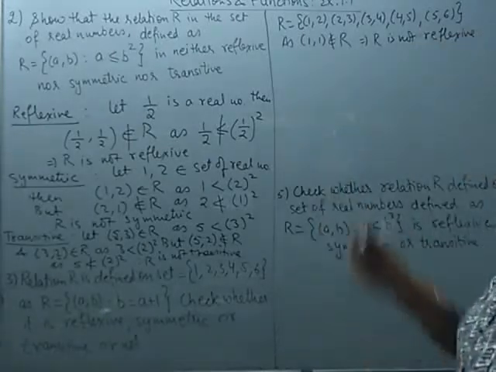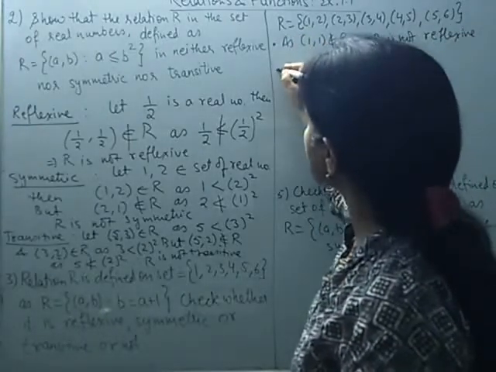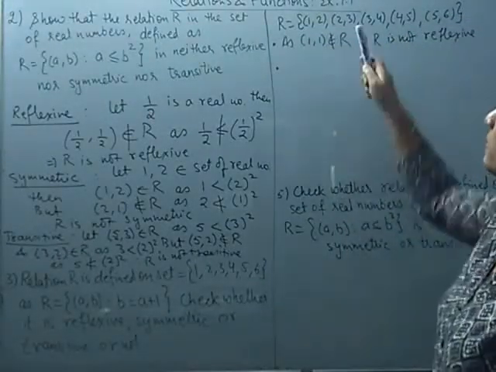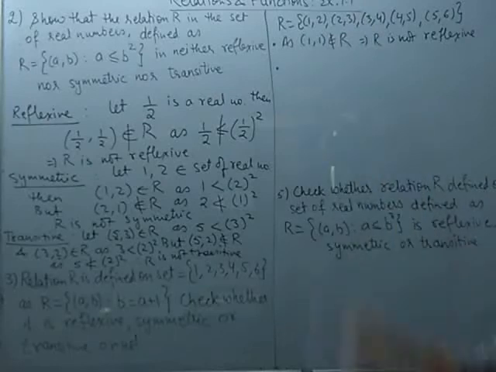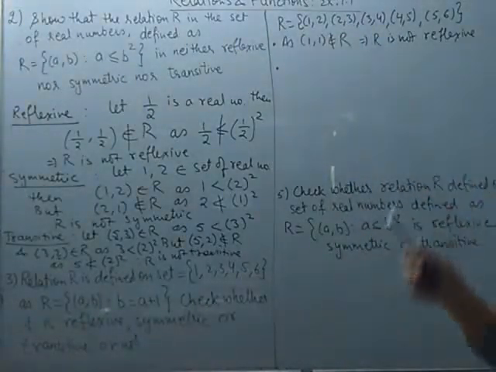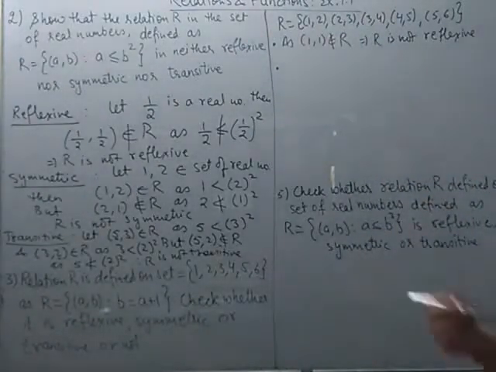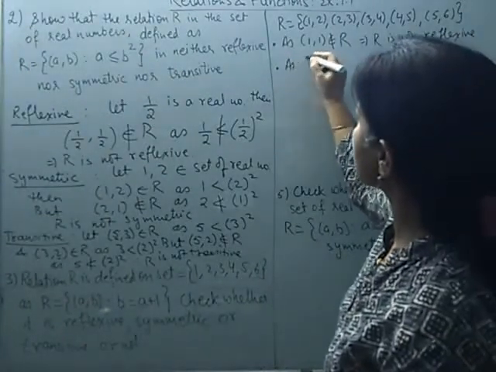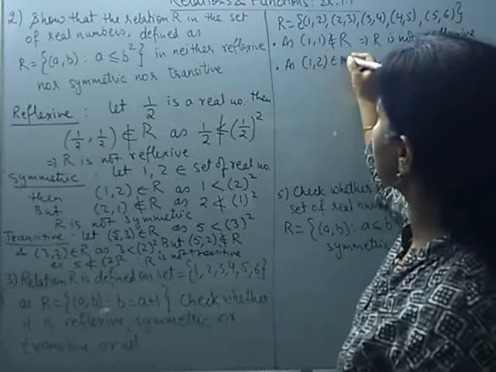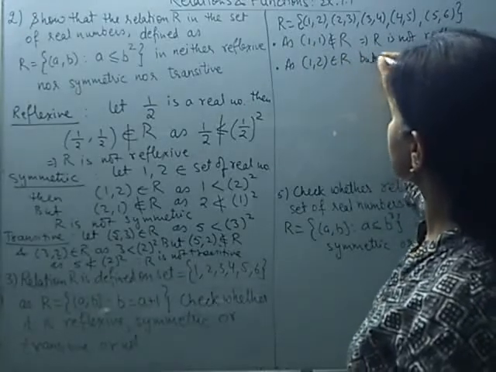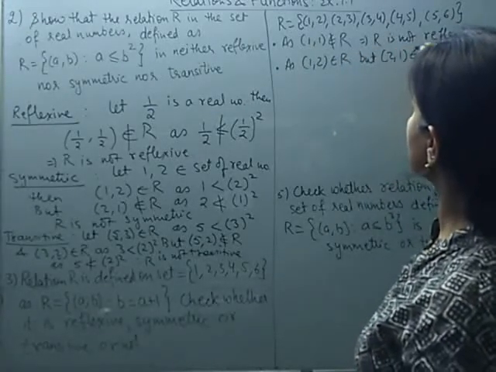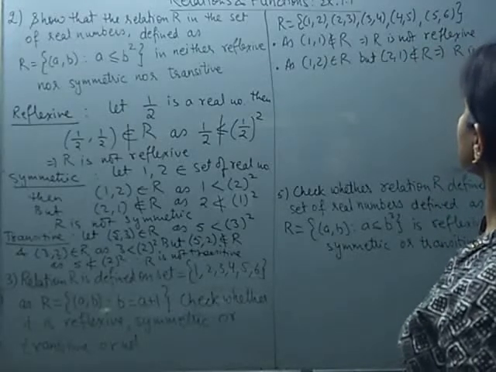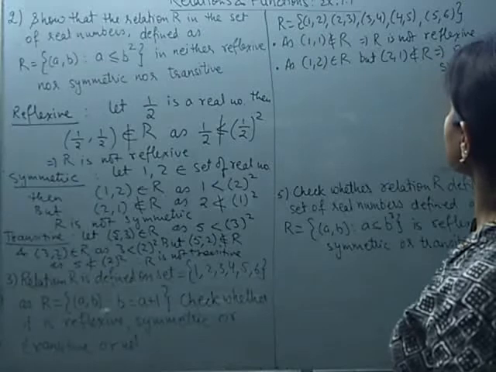Okay, checking for the next one, symmetric, that also you can see. Look at any pair. 1 comma 2 is there but 2 comma 1 is not there. 2 comma 3 is there but we don't have 3 comma 2 and so on. So pick up any pair and justify your result that it is not even symmetric. So we can write 1 comma 2 belongs to R but 2 comma 1 does not belong to R. This implies R is not symmetric.